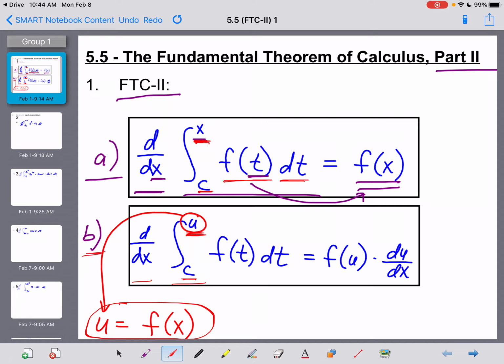So if that upper limit is more complicated, if it's a function that involves x rather than just x itself, the second version is the one you will want to use.